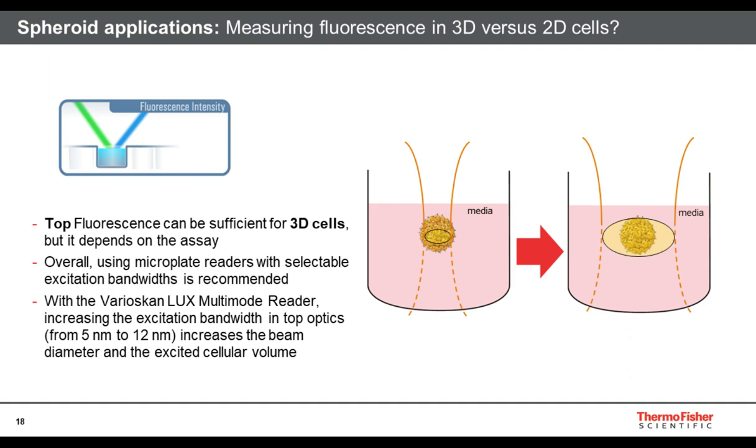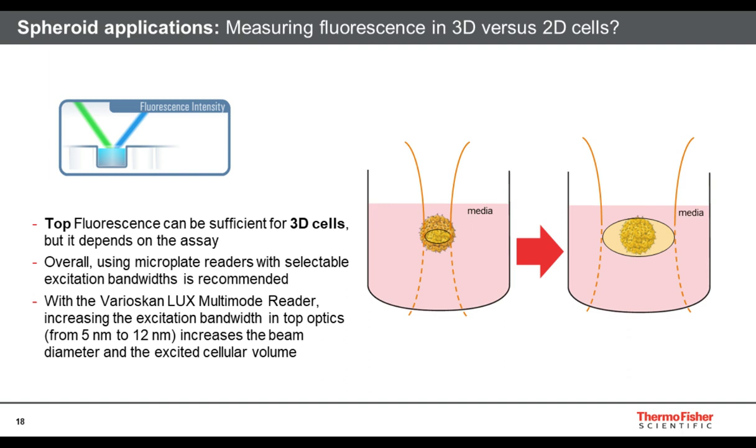This is a schematic representation, but you get the point that when you are switching from 5 nanometers to 12 nanometers, in the case of Bioscan Lux, you can dramatically increase the beam. In this case, it increases from 0.7 millimeters to 2 millimeters. So it dramatically increases the excited cellular volume, and therefore it increases the likelihood that you will be able to excite the cells that are located within the spheroid. So a second recommendation is that if you are able to utilize top fluorescence, then it would be recommended to use a higher excitation bandwidth so that you can excite a larger amount of the cellular volume.